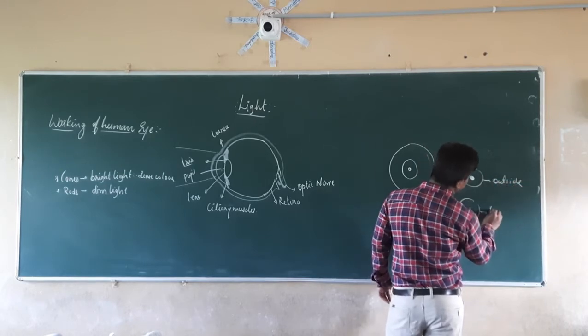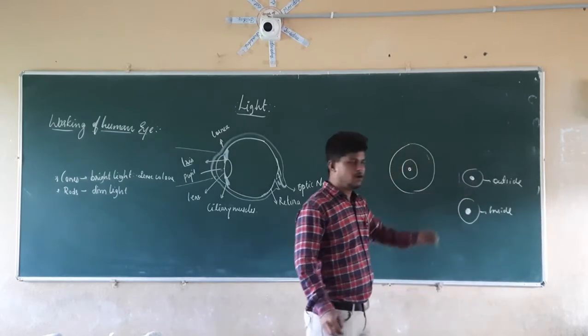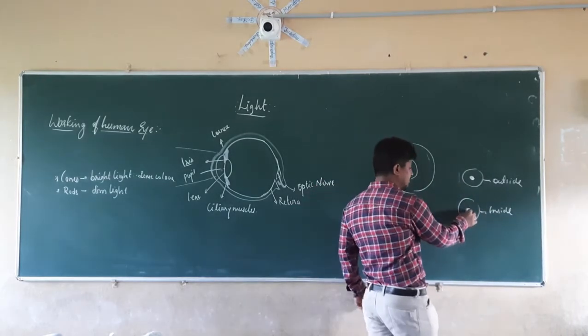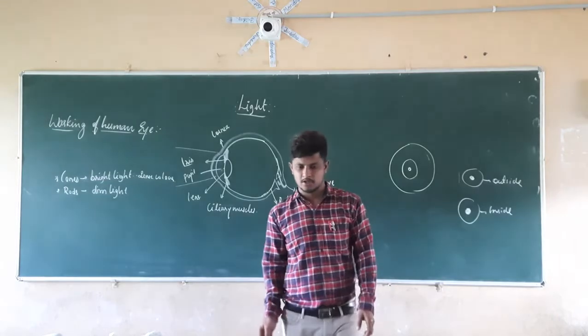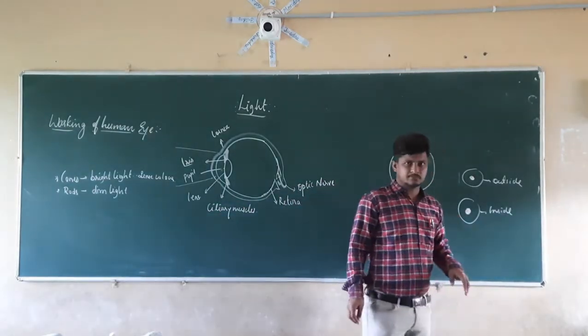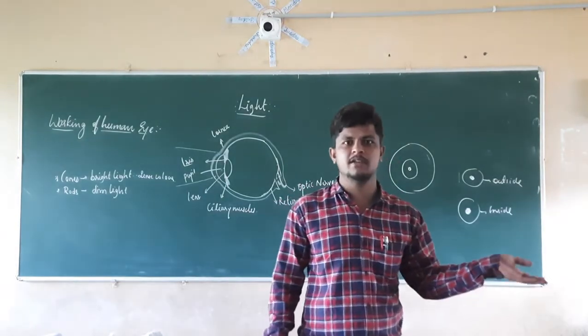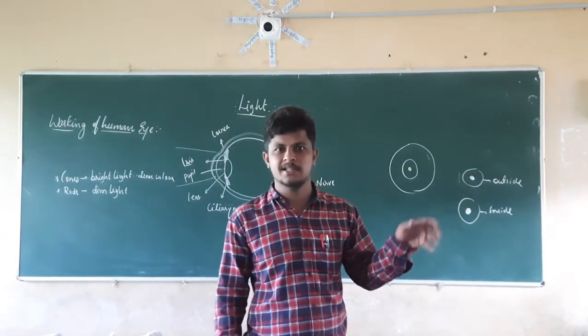When we are sitting outside, the size of the pupil will be smaller. When we are sitting inside, the size of the pupil will be larger, so a high amount of light ray is going to enter into the eye. We already know that inside the room there will be dim light, and outside it will be very, very high intensity light.